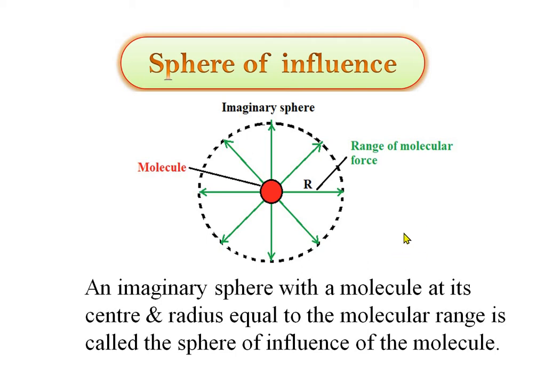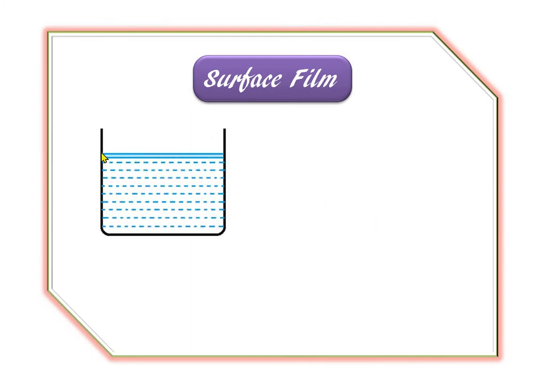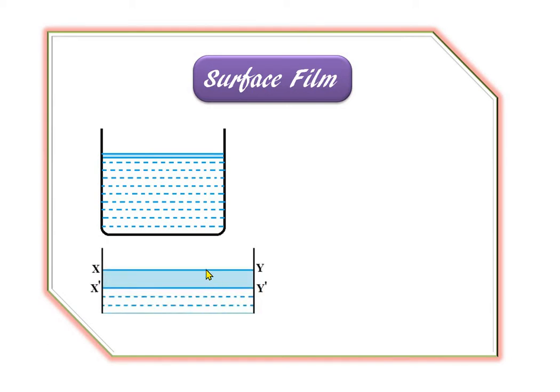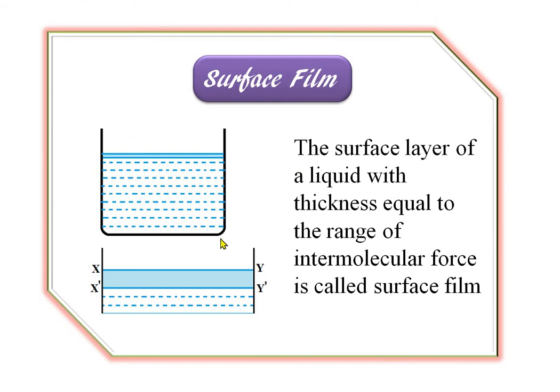Let's see the next point, the surface film. Let's see a beaker containing water up to some height, and this one is the surface film. In magnified form, it looks like this. The surface layer of a liquid with thickness equal to the range of the intermolecular force is called the surface film.